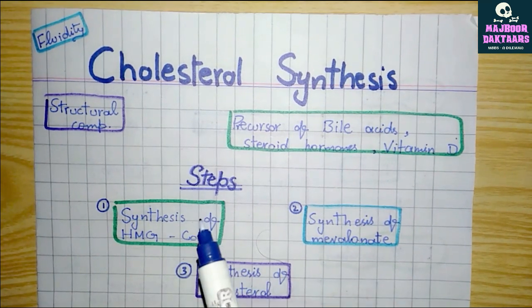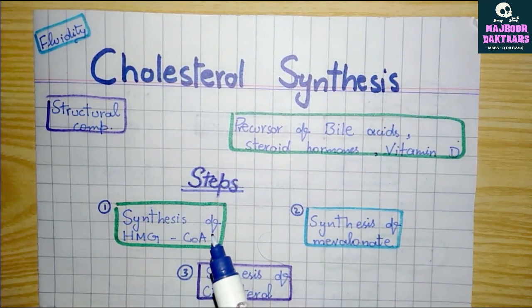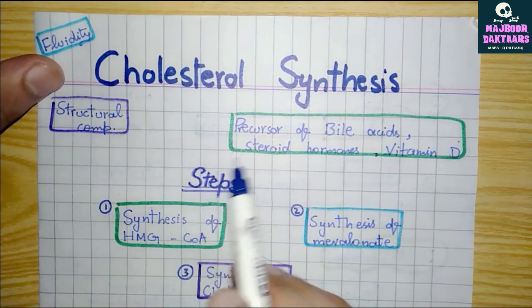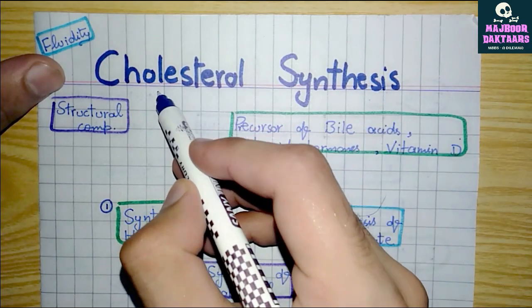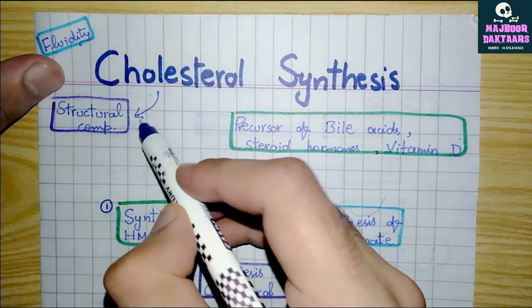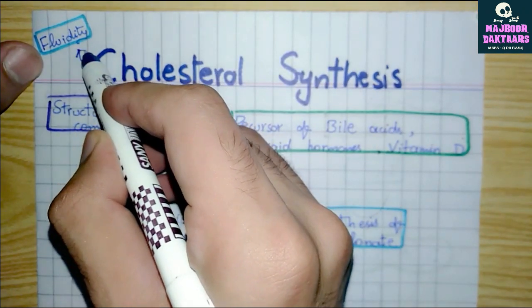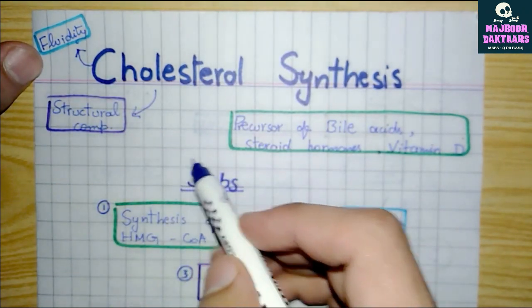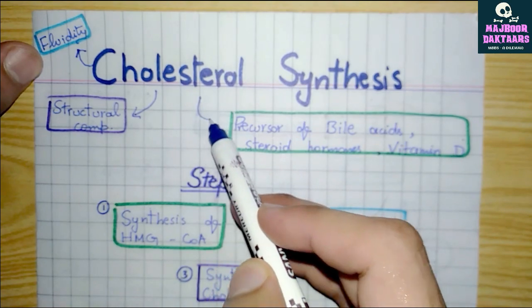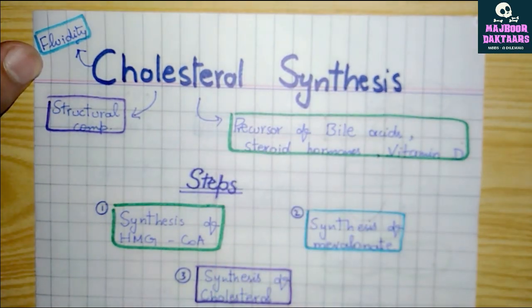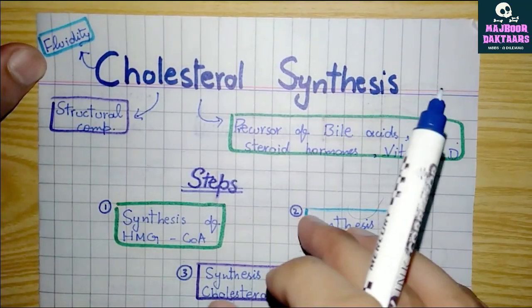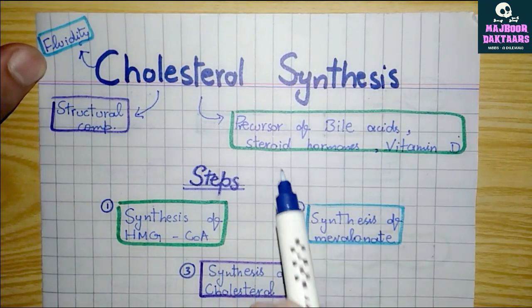Cholesterol synthesis. Now, cholesterol is an important compound in the body which is the structural component of the cell membrane. Its function is to maintain the fluidity of the cell membrane whether in hot or cold temperature. It acts as a precursor of bile acid and steroid hormones, including vitamin D.